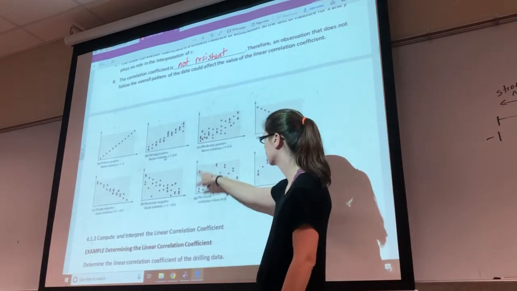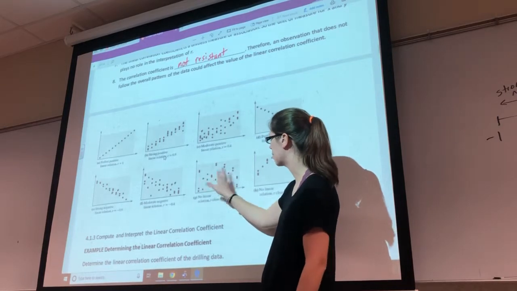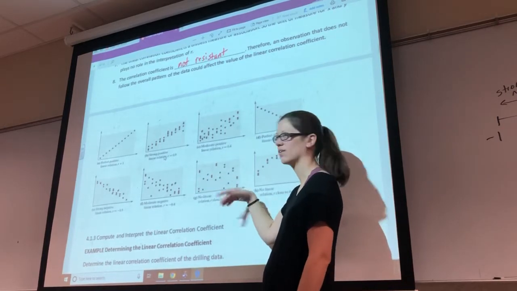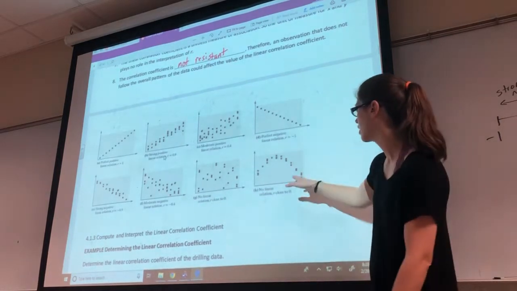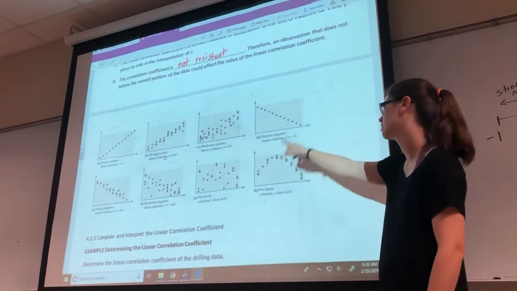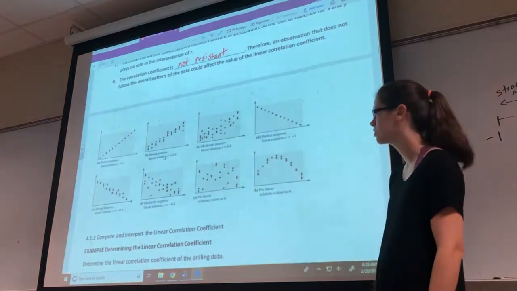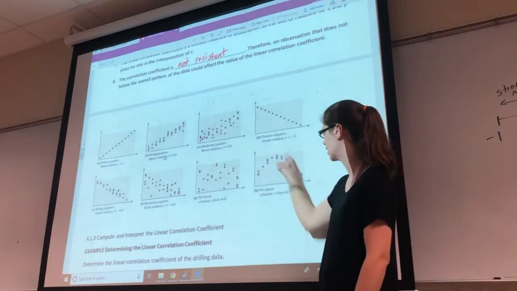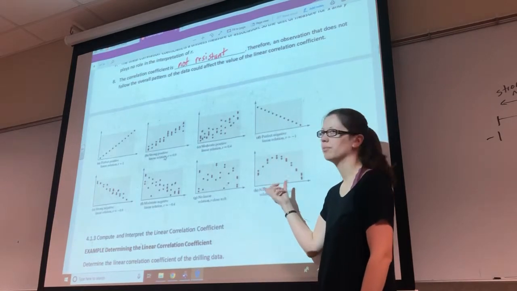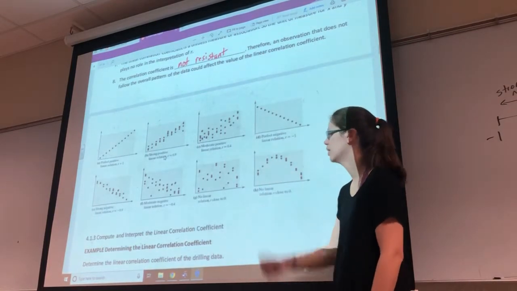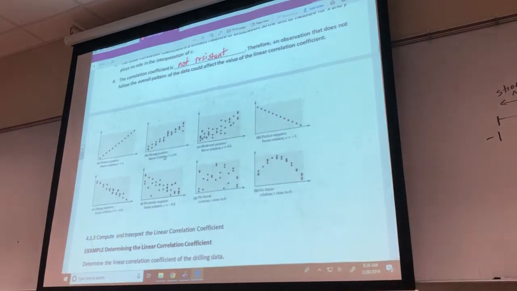With this one, everything's kind of scattered. There really isn't any pattern. It's not pointing up and to the right or down and to the right or anything like that. So with this one, your R should be pretty close to 0. And then again with this one, there's a pattern. It's a nice little parabola, but it's not a line. So you can't draw a line through these dots to approximate what they're doing. So in this case, even though there's a pattern, there's no linear relationship. So with that one, our R is also going to be close to 0.